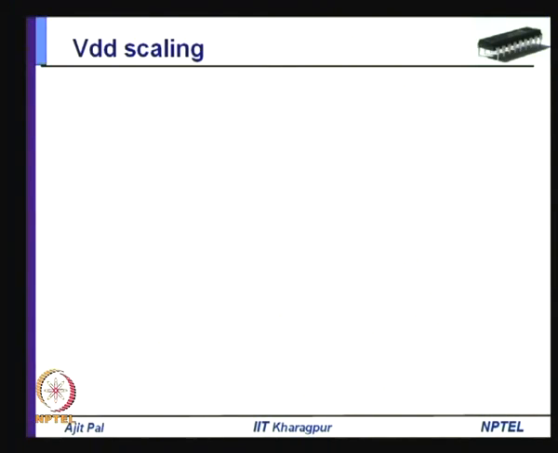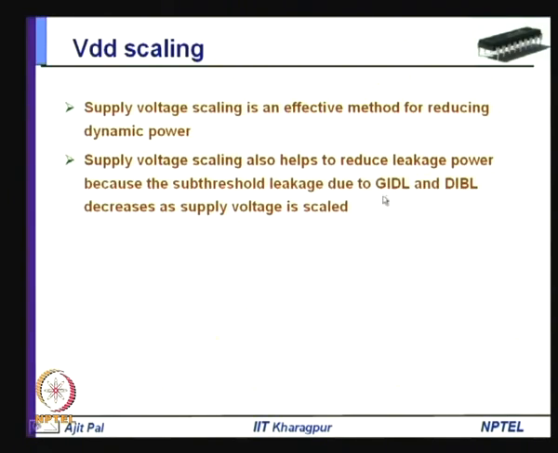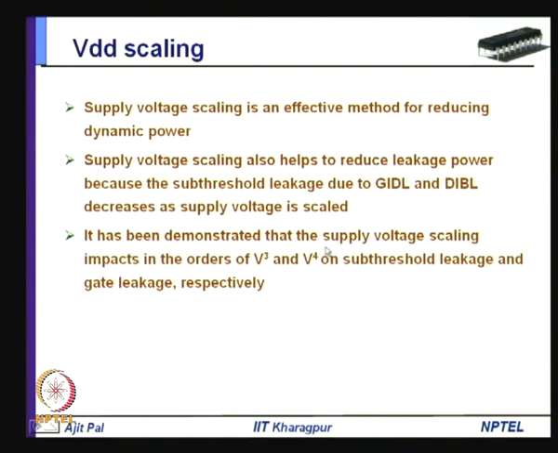But as we know, when we do supply voltage scaling, it also helps to reduce leakage power because of subthreshold leakage due to GIDL, gate induced drain leakage, and DIBL, drain induced barrier lowering. Because of these two phenomena, as you reduce the supply voltage, the leakage power reduction also occurs. That means, whenever you are doing supply voltage scaling, you are not only reducing the dynamic power, but it also reduces the static power because of these two phenomena, GIDL and DIBL. So, it has been demonstrated that the supply voltage scaling impacts in the orders of V cube and V to the power 4 on subthreshold leakage and gate leakage respectively. That means, we may consider supply voltage scaling as a technique to reduce leakage power.